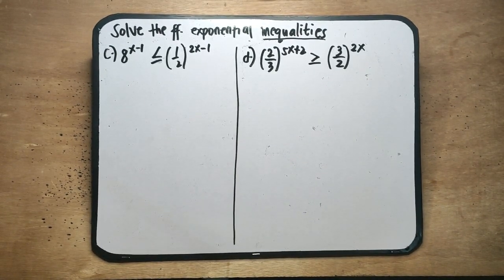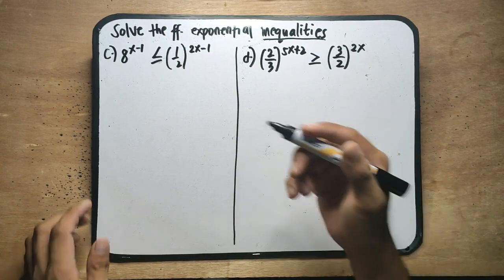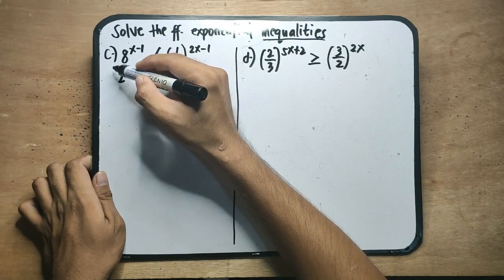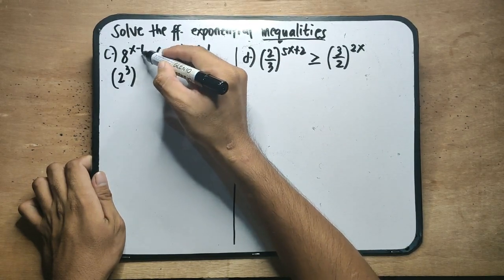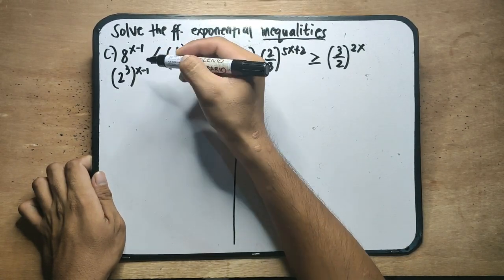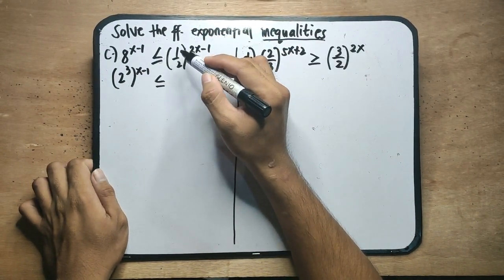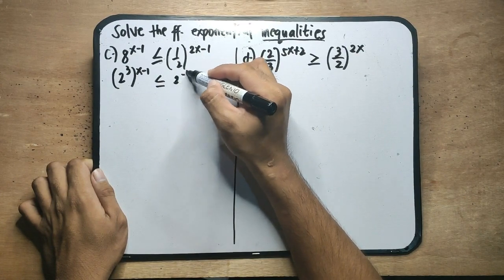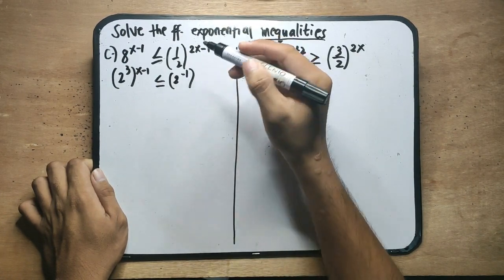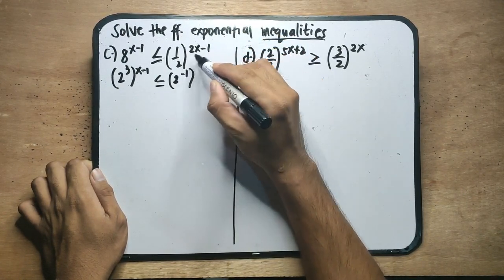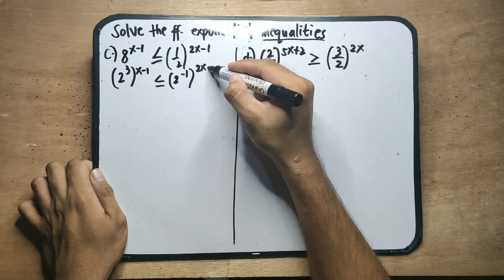So we rewrite it in terms of 2 as the base, since 8 is a multiple of 2. So 8 can be written as 2 times 2 times 2, or 2 raised to 3. So 8 can be written as 2 cubed, and then the exponent outside the parenthesis, which is x minus 1, is less than or equal to, 1/2 can be rewritten as 2 raised to negative 1. Then the exponent outside the parenthesis, we have 2x minus 1.